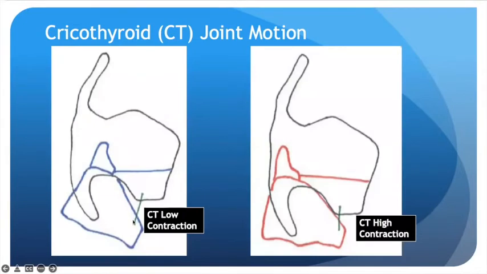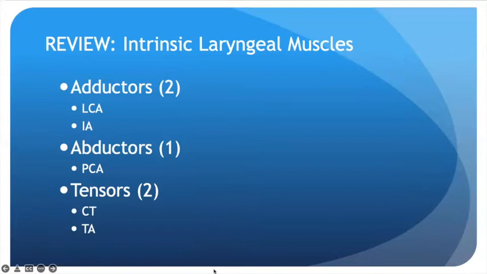So low CT contraction, this is long. High CT contraction, this is short here, meaning that the vocal fold is long given CT contraction. Vocal fold is short given low CT contraction. A little review of a few intrinsic laryngeal muscles. So we've got two adductors, one abductor, and a couple of tensors.